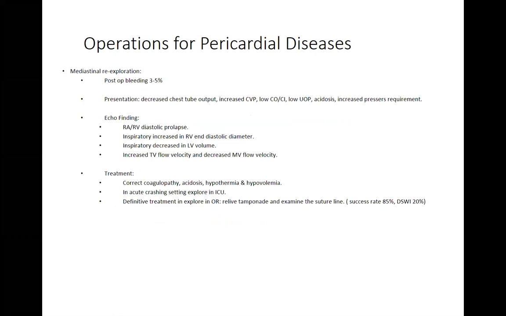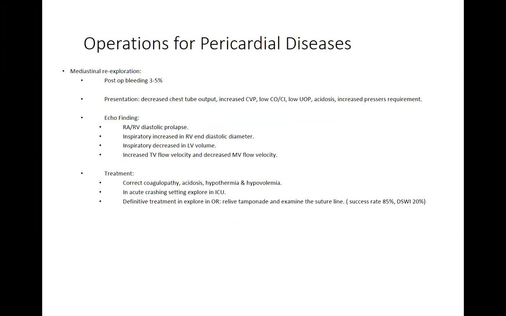Operation for pericardial disorders, mediastinal re-exploration. Post-op cardiac bleeding happens in 35%. The presentation usually is decreased chest tube output, increased CVP, low cardiac output, low urine output, acidosis, and increased pressor requirement. If you're on call and you see this in ICU, that's highly suggestive that the patient has post-operative bleeding.